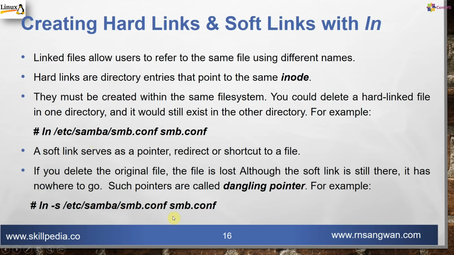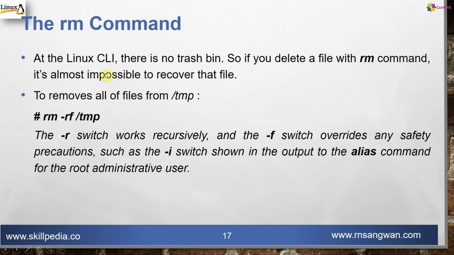As I explained, with the rm command at the Linux CLI, there is no trash bin. That's a big warning. There is nothing called a trash bin. So if you remove the file with the rm command, it is almost impossible to recover that file. For example, to remove all the files from the temp folder, you can use rm -rf. -r for recursive, -f for force, and that essentially means you are removing everything from the temp folder without any question, and there's no way you will get back those files again. No way.